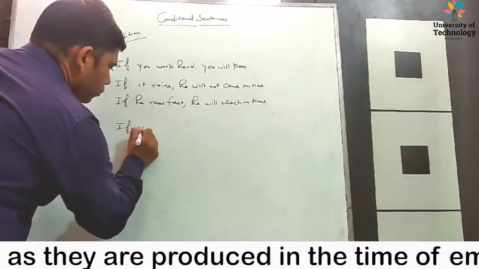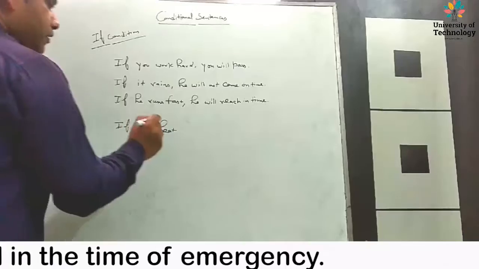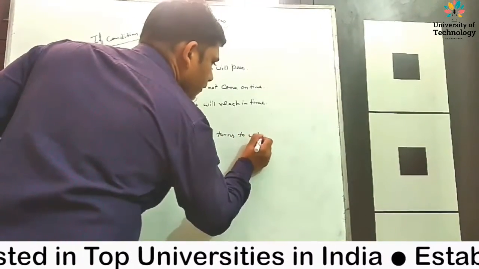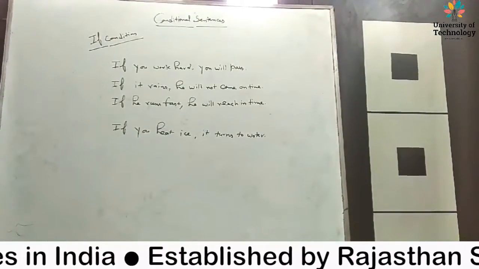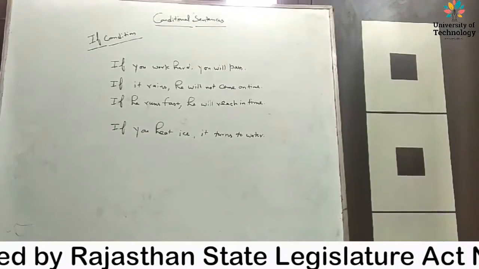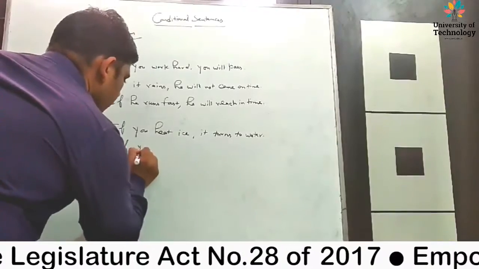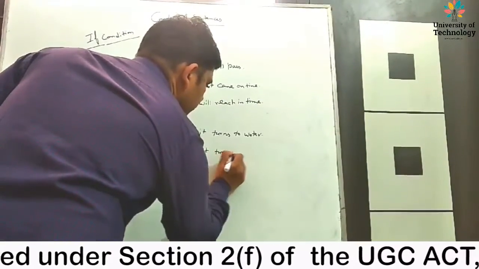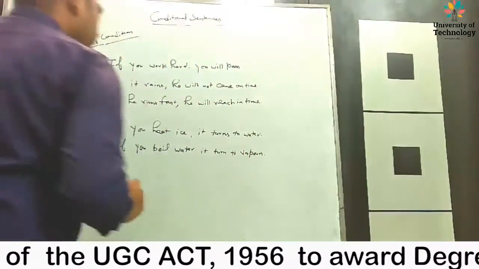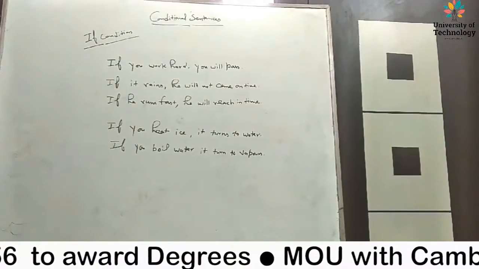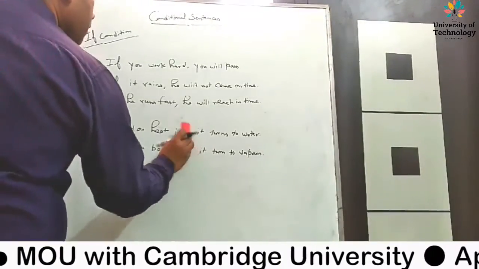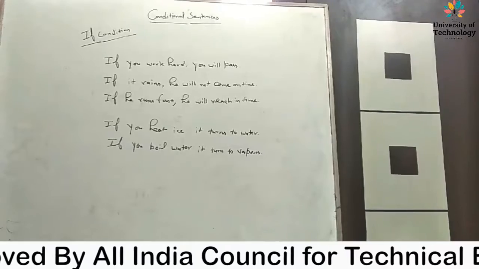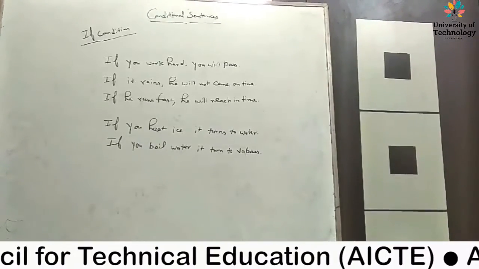Suppose that if you heat ice, it turns to water, right? If you boil water, it turns to vapors. So we can present the if condition in this way. If you heat ice, it turns to water. If you boil water, it turns to vapors.